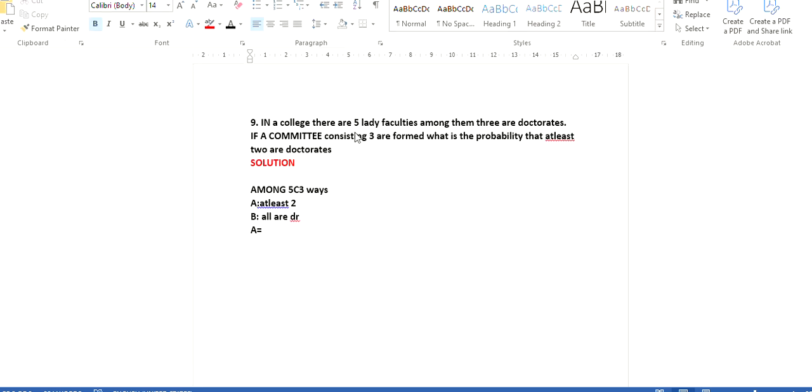Another example: in a college there are 5 lady faculties, among them 3 are doctorates. If a committee consisting of 3 is formed, what is the probability that at least 2 are doctorates? Here, among 5, 3, so 5C3. Let A be the event that at least 2 are doctorates, and B that all are doctorates. So committee of 3 is formed, out of that at least 2 are doctorates: 3C2 into 2C1, since I have to select the remaining 1. This is for A.